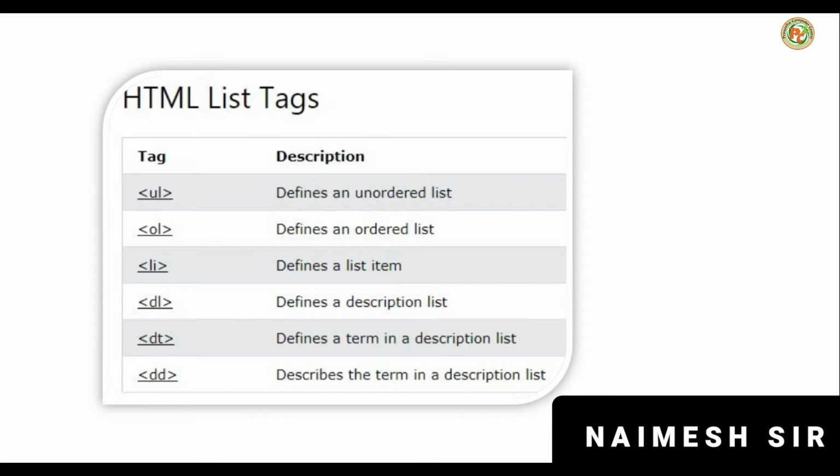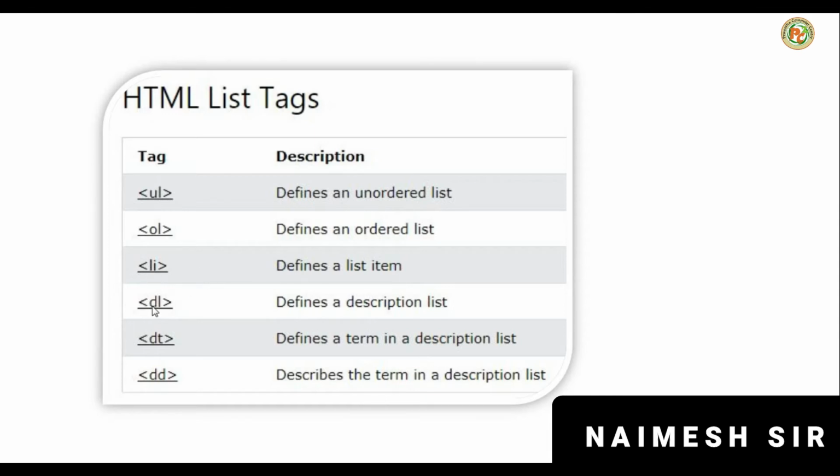In this session and the next two or three sessions we will learn about the UL tag. UL stands for unordered list, meaning bullets. OL stands for ordered list, meaning it takes the form of alphabets, or 1 to 10, or A to Z, or small a to z, or we can also use Roman numbers. After that, li stands for list items.